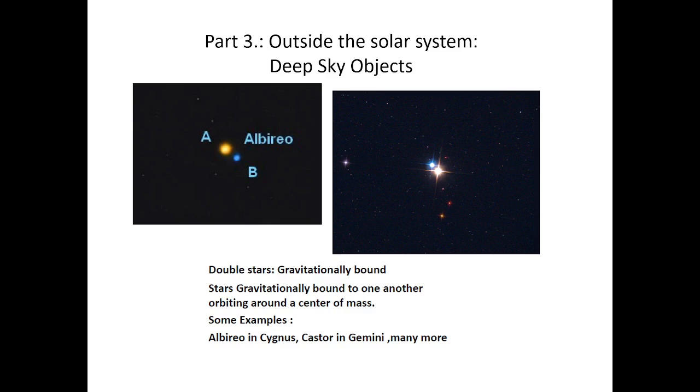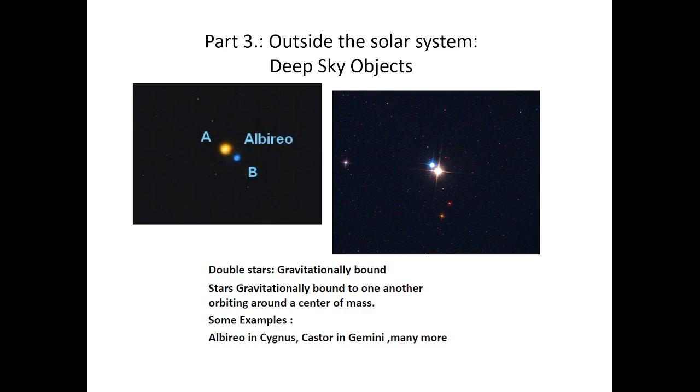So the next type of objects we're going to be looking at are what we call deep sky objects. Deep sky objects are essentially any objects that occur outside of our solar system's influence, so outside of the Oort cloud. And that includes stars, nebulae, galaxies, star clusters, all manner of objects.